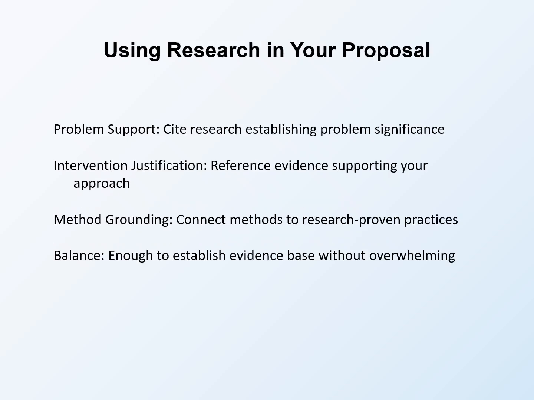Understanding how to use research in different parts of your proposal maximizes the value of your literature review. For problem support, cite research that establishes the significance and severity of the issue you address. Research can document prevalence rates, demonstrate consequences of the problem, identify risk factors, and show that the problem is widespread beyond your local community. National research validates that your local observations reflect broader patterns.